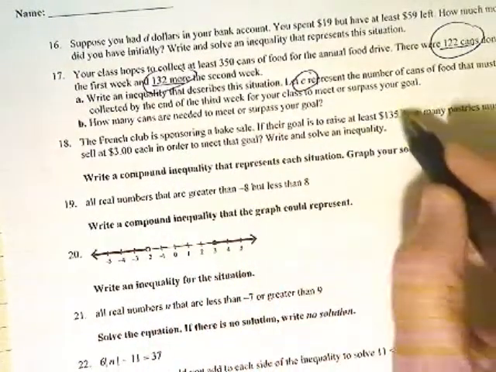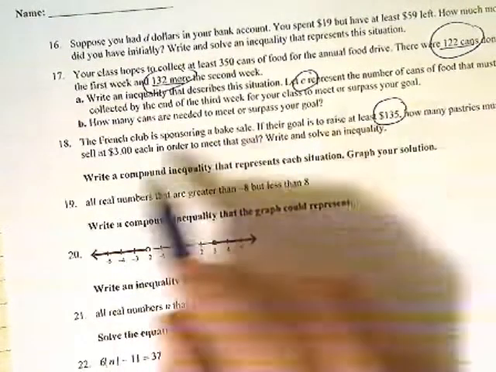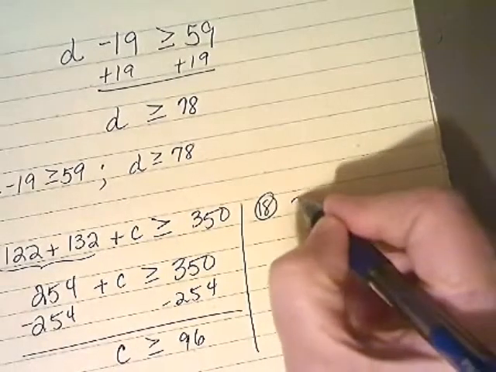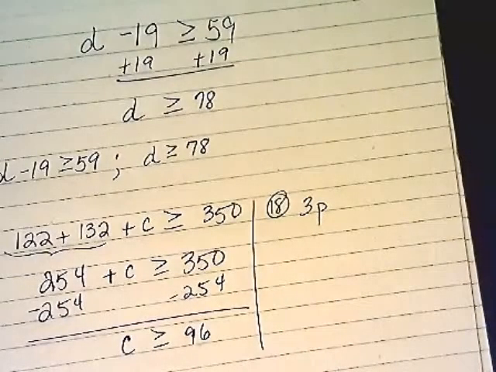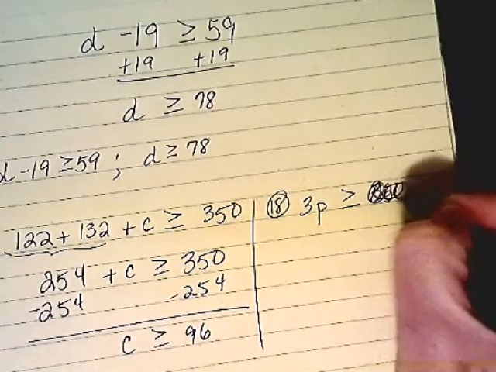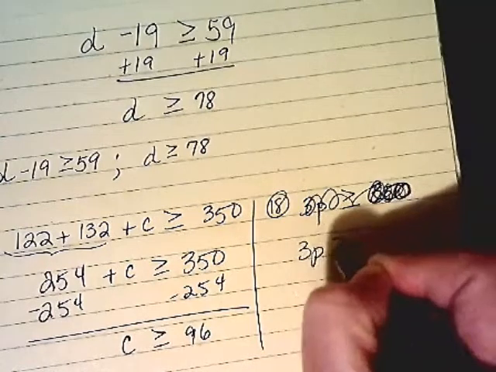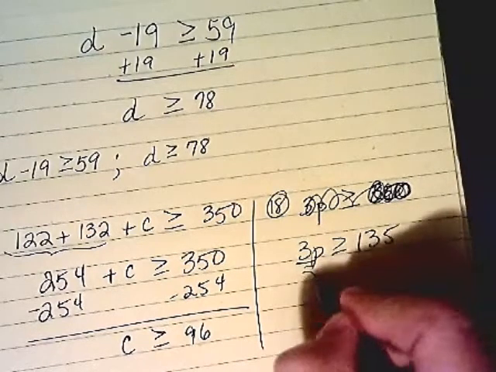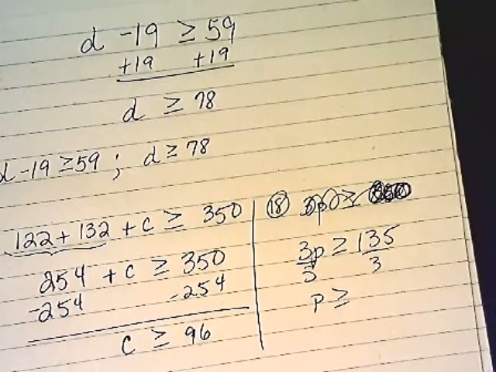Number 18 says, the French Club is sponsoring a bake sale. Their goal is to raise at least $135. How many pastries must they sell at $3 each in order to meet that goal? So every pastry that they sell, I'm going to write 18 right over here, they're going to get $3. $3 for every pastry. And they want that to be greater than or equal to, not 350, that was the number from the last problem, $135. So to solve, you just divide by 3. P is greater than or equal to 45 pastries. They need to sell at least 45 pastries.